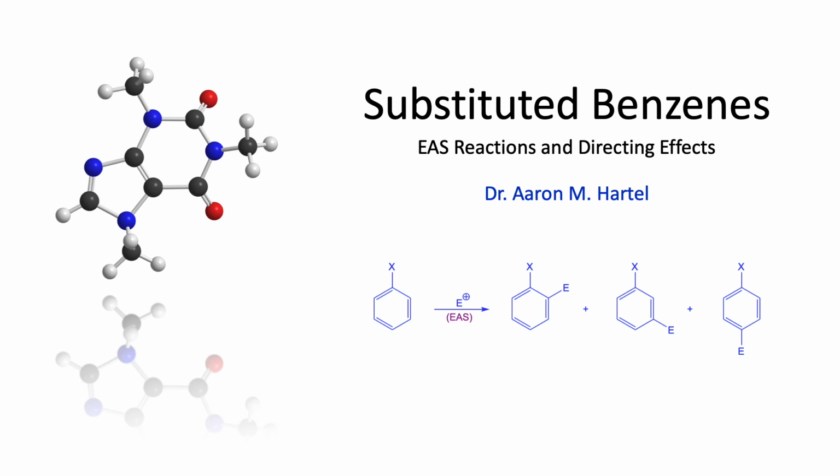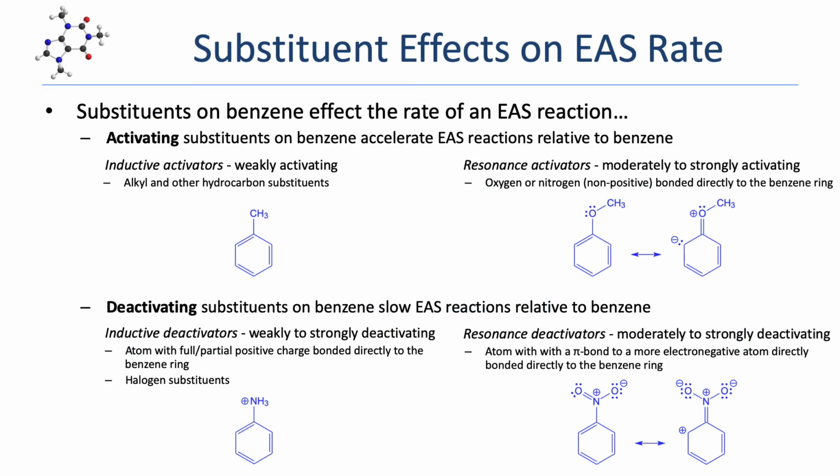In this lesson, we're going to explore the EAS reactions of substituted benzenes, looking at how existing substituents can affect the regioselectivity of the reactions. The substituents on a benzene ring can have a big influence on the rate of an EAS reaction. Activating substituents are those that accelerate an EAS reaction relative to benzene. Deactivating substituents are those that slow an EAS reaction relative to benzene.